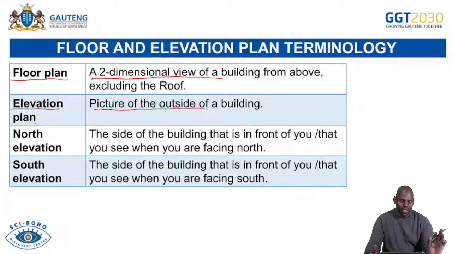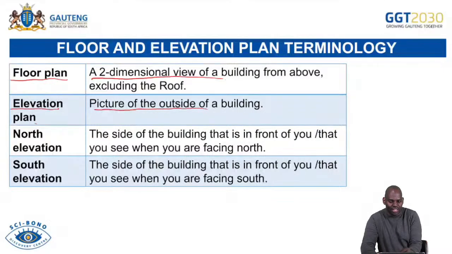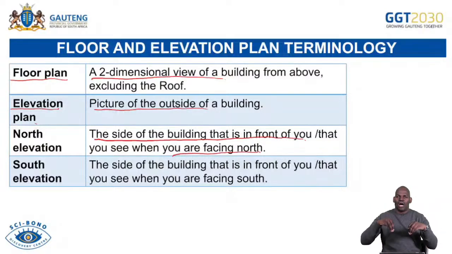Now, we need to understand this definition. When we say north elevation, south elevation, east elevation, or west elevation, the definitions are from the point of a person being inside the house. Look at this definition. It says the side of the building that is in front of you when you are facing north. Imagine you are inside the house and you are facing north. The wall that you will be facing, that will be the north elevation.